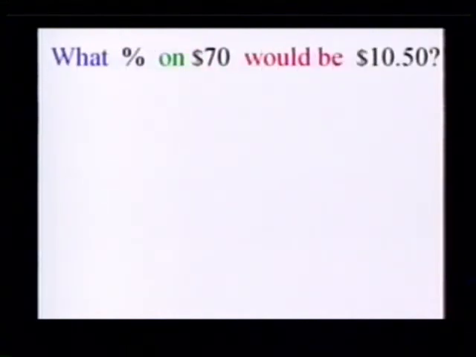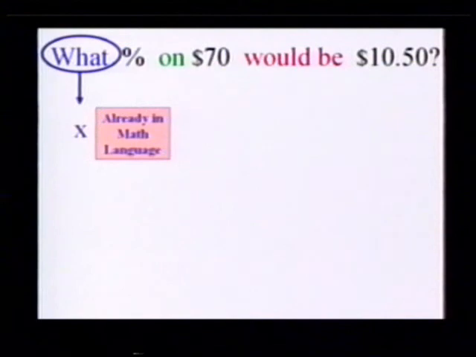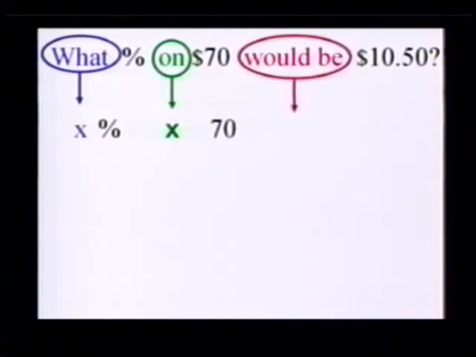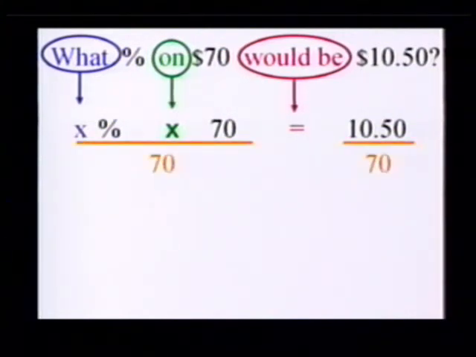Uh-oh. How about this one? When they're asking for a percent, it's the same deal. What becomes x? Of course, percentage is already in math language. Of converts to multiplication. 70 is already in math language. Equals. And any number is already in math language. Now, this one we're going to have to solve. We have to get x alone. Let's get rid of the 70 first. Do your division. I'm assuming you know how to do that now.